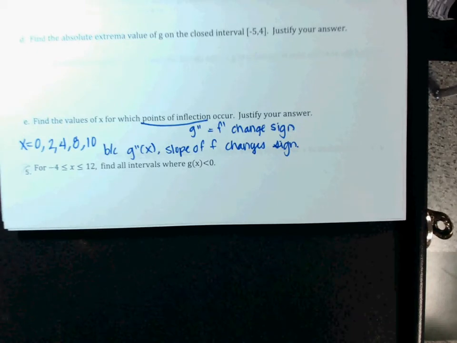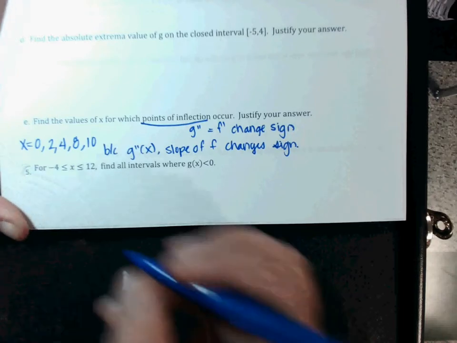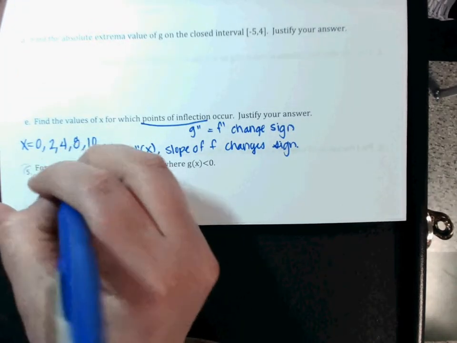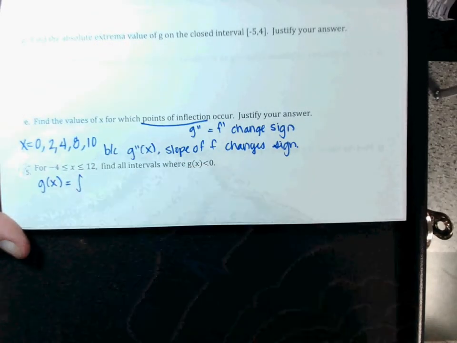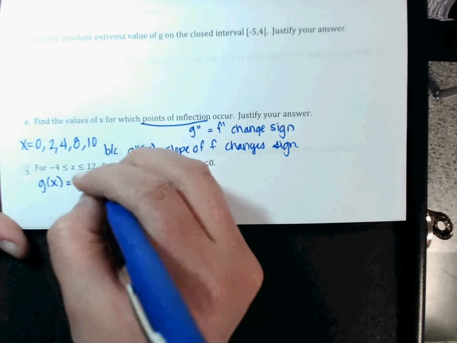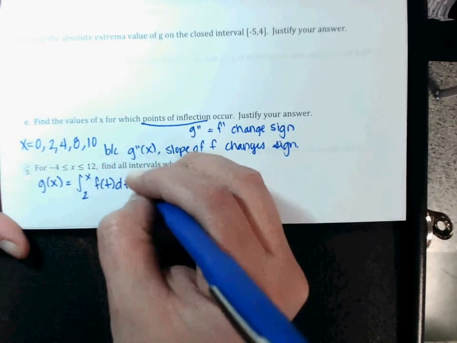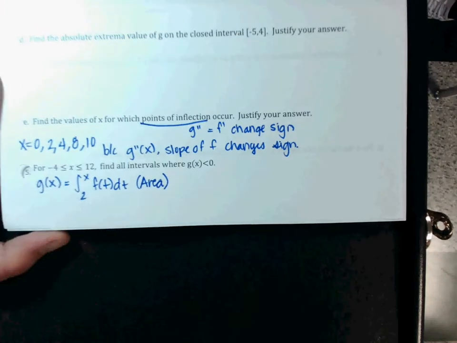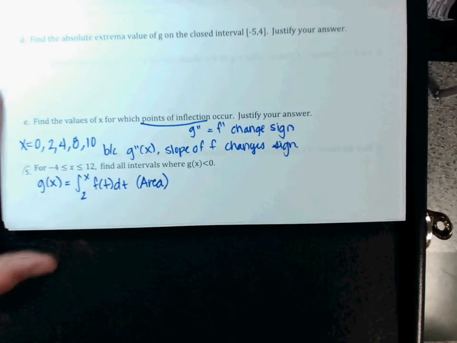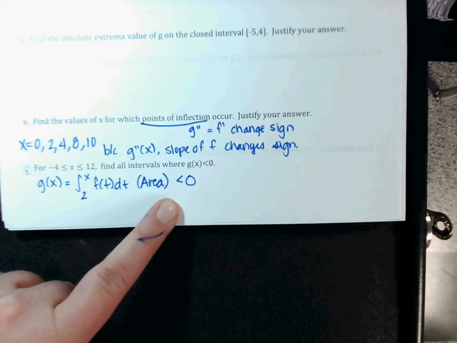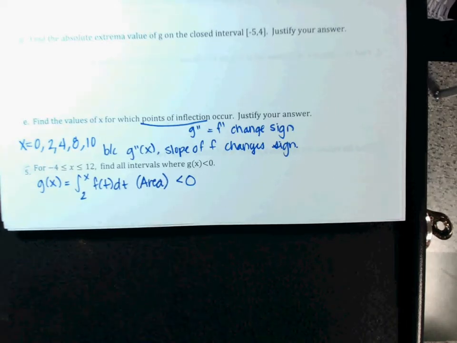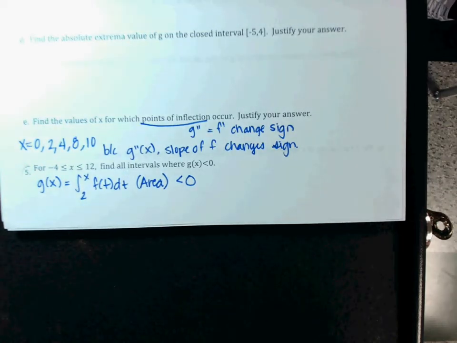Find where G of X is less than 0. Okay, you should have this on your paper, but what is G of X the same as? Okay, G prime is F. What is G of X? It's the integral, right? From 2 to X. Yep, and that would be the area. So listen, if I want G of X to be less than 0, then where does my area need to be? It has to be above or below? Below. And if there's both, there has to be more below.